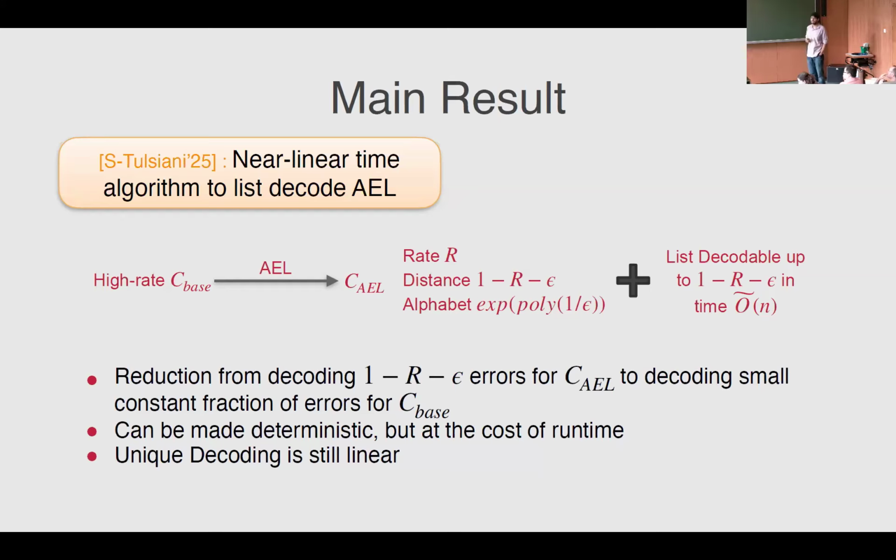So what's going to go on here is you're doing some decoding to get something that's close to a codeword in C base. Yes. And then only this final amount of unique decoding will be done by the base code, because you're already very close to the true codeword.